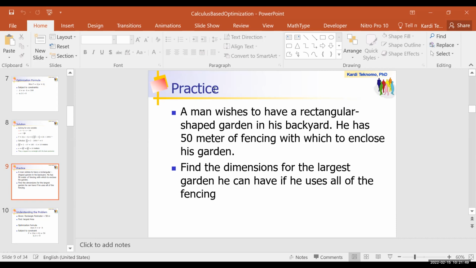Okay, so the perimeter. Can you write the optimization formula first? Right? I will share the screen. Okay, share screen.